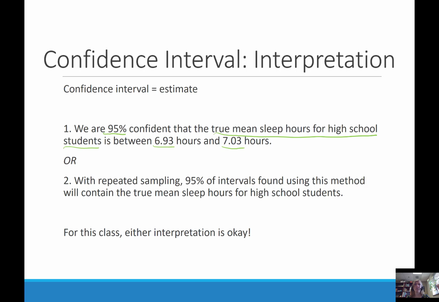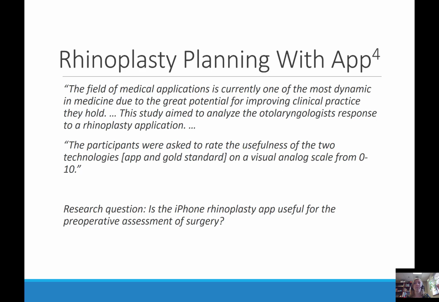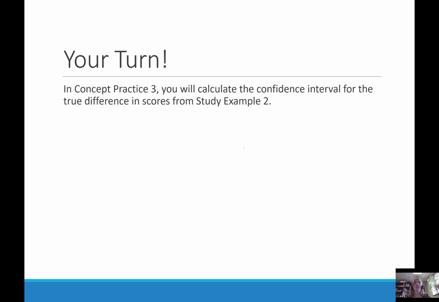Remember that the idea behind a confidence interval is that with repeated sampling, 95% of intervals will cover the true parameter and 5% will not. This is the basis for the second interpretation. Now we will consider a confidence interval for the information in study example 2. Remember that we are interested in comparing the iPhone app to the photo tracing method. Therefore, we will subtract scores for each method and take the average of the difference of the scores. This means that even though there are two scores, we will be working with one mean, as we are interested in the difference of the scores. In Concept Practice 3, you will find the confidence interval for the true difference in scores for this example.